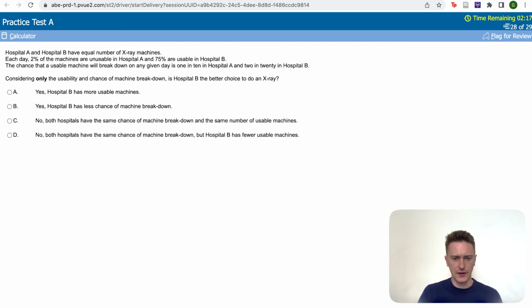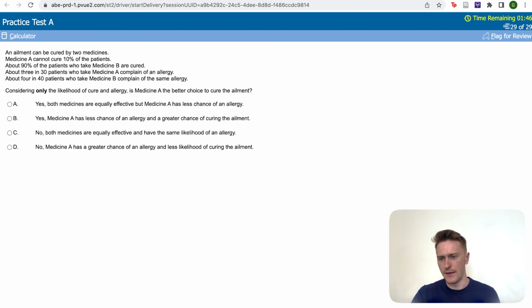Each day 2%. Okay, so these are always sort of reversed. So 2% are unusable. That must mean that 98% are usable in Hospital A, 75% are usable in B. A is winning so far. The chance that a usable machine will break down is 1 in 10 in Hospital A and 2 in 20 in B. They're the same. 2 in 20 and 1 in 10 are the same. So A looks like the better choice. So therefore, is Hospital B the better choice? No, it's not, because they both have the same chance of machine breakdown, but B has fewer usable machines. That's the correct one there.